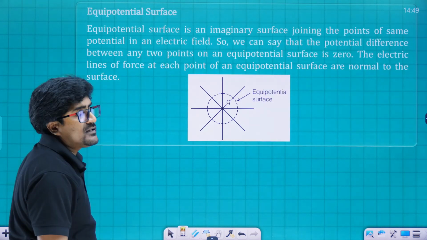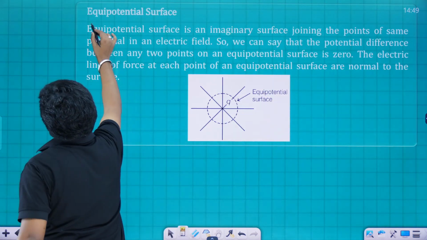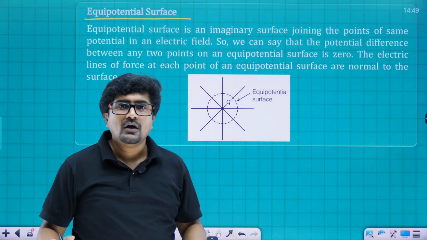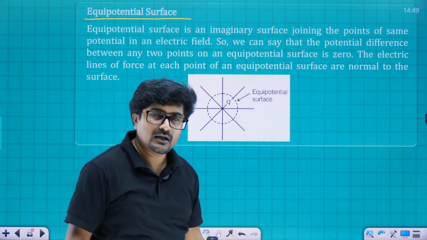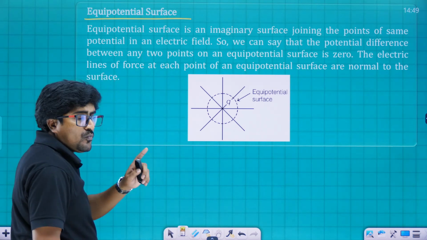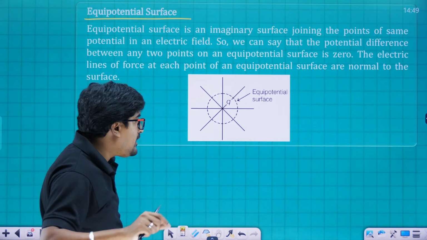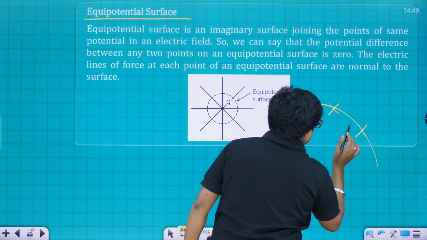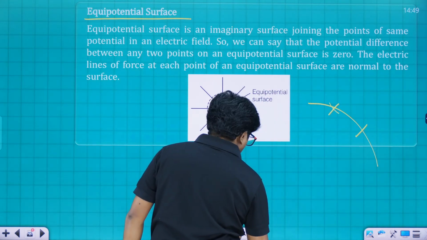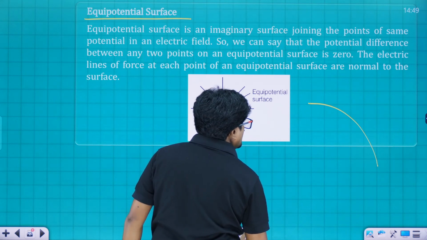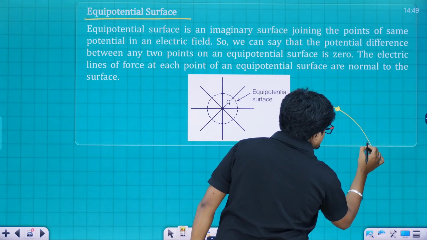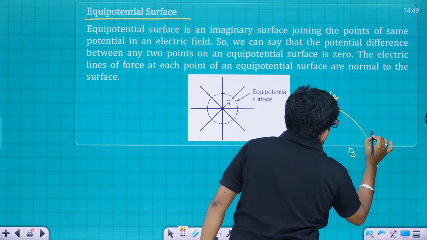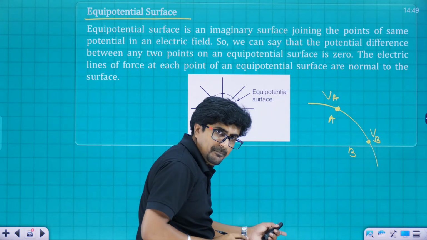Alright, moving to the next, that is equipotential surface. As the name indicates, it is that surface where electric potential is the same. So if I mark this as an equipotential surface, and let me mark this as A and this as B, here the electric potential is VA and here it is VB.